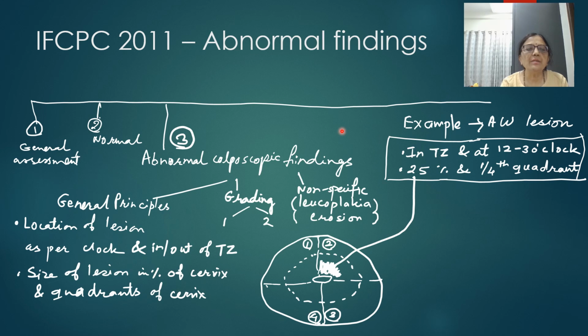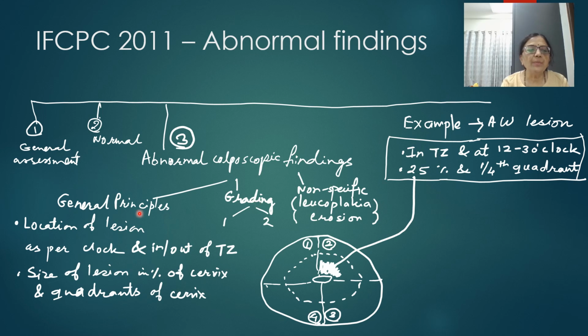In the abnormal findings, these are divided in three groups. We have to comment in three ways. One is general principles related to the abnormal findings or lesions. Second is to grade the lesion, whether it is grade 1 or grade 2. And third is whether there are associated non-specific findings present, such as leukoplakia, erosion. These are also included in abnormal colposcopic findings. These are abnormal, but these are non-specific in the sense that these are not the malignant lesions. These are not suggestive of CIN.